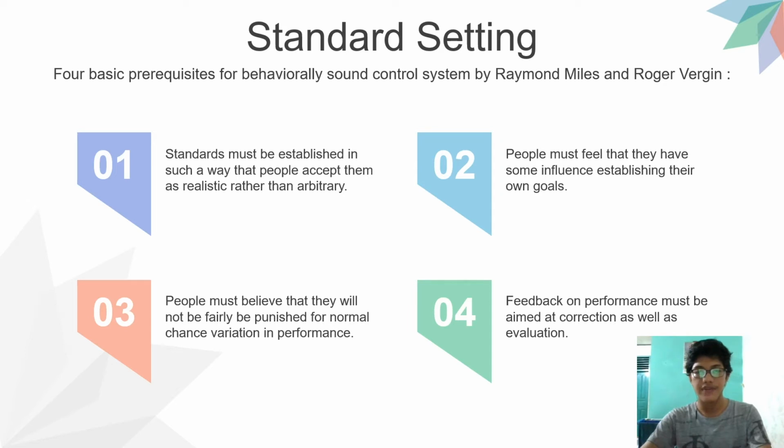If they are perceived as unreasonable and untenable, workers will attempt to refute or override them and thereby destroy the usefulness. So as you can see at slide here, four basic prerequisites for behaviorally sound control system by Raymond Miles and Roger Vergin, which are two of them.